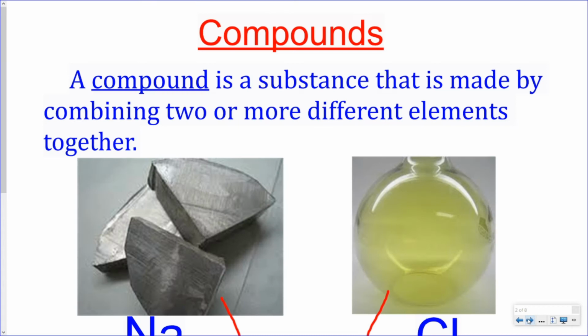That being said, let's jump right into today's lesson. We are going to talk about compounds. So now putting different atoms together to make something new. A compound is a substance that's made by combining 2 or more different elements together. We're just going to look at 2 together in grade 9.